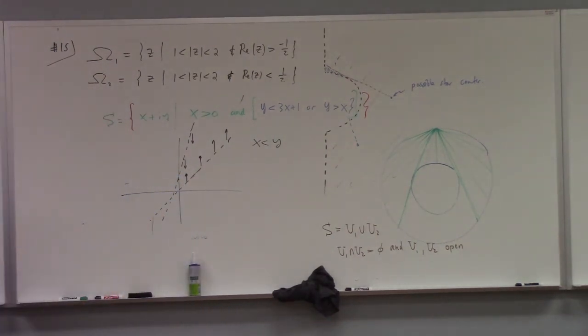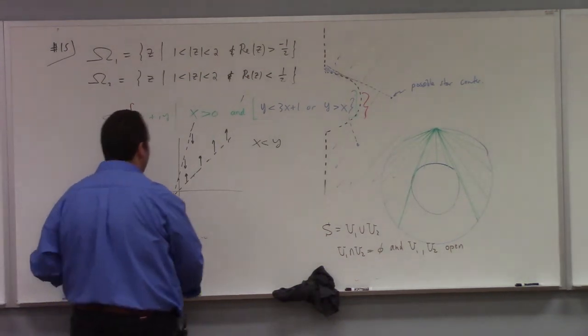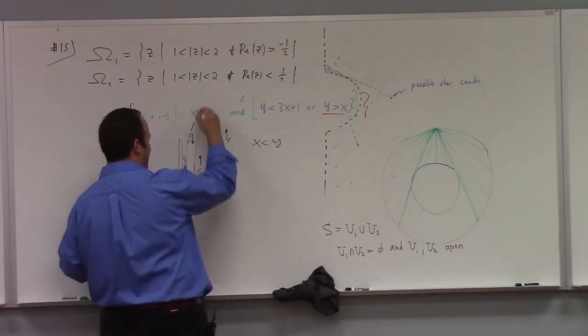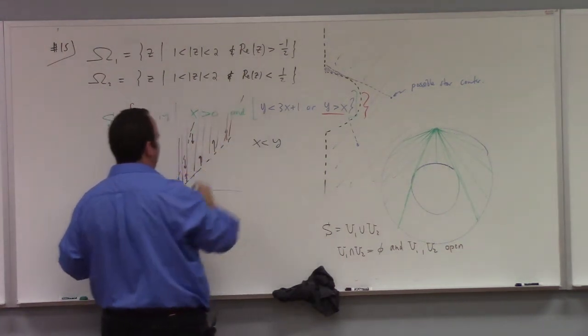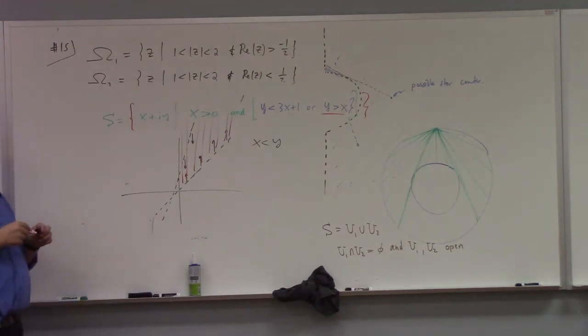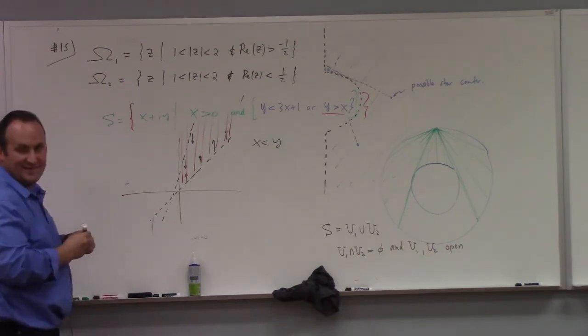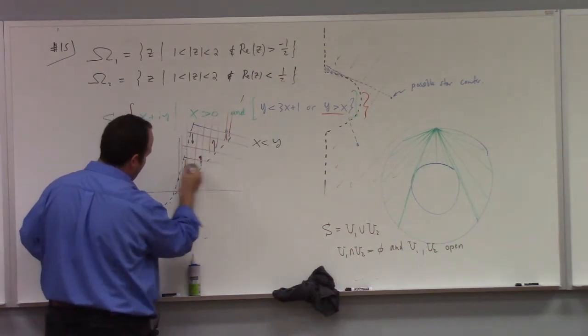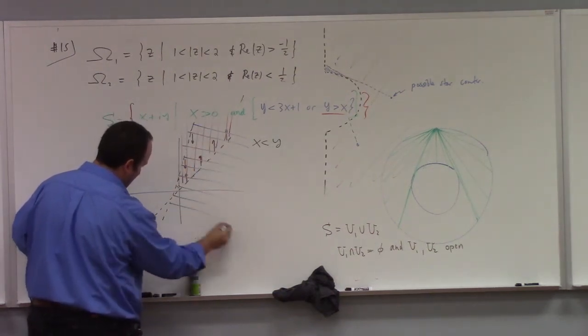But think about that. It's or, right? So it's the union. This one is like up and up and up and up, right? And how about the other one, y is less than 3x plus 1? Well, that's like these.